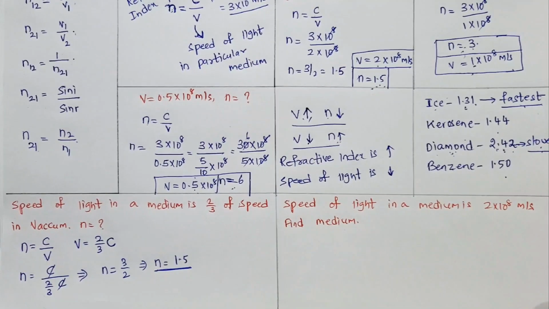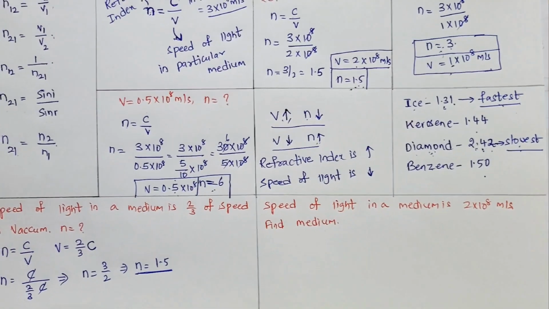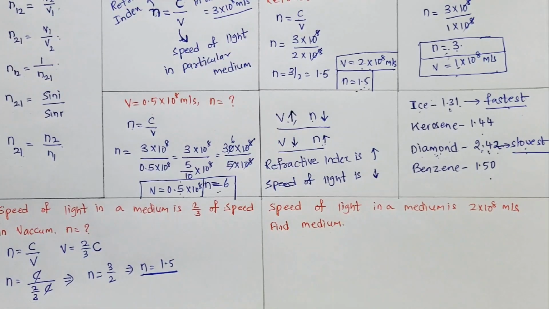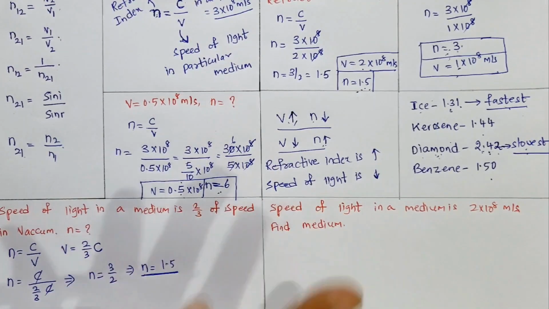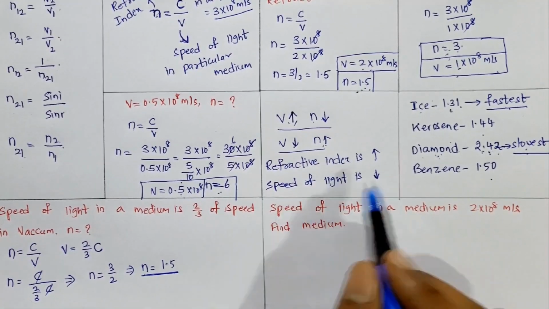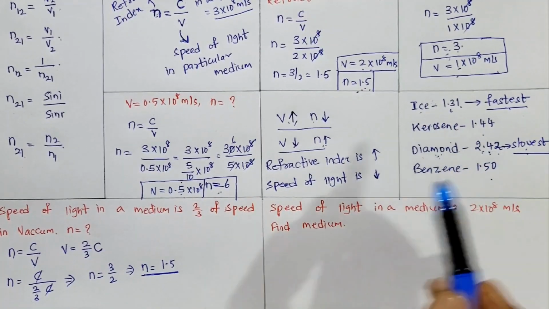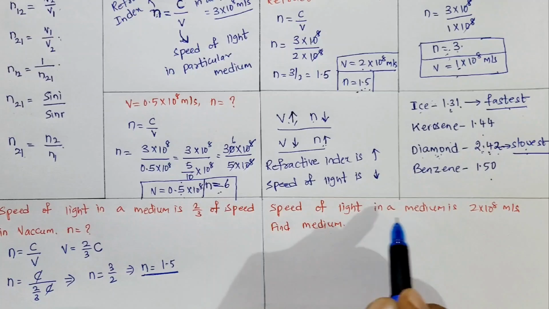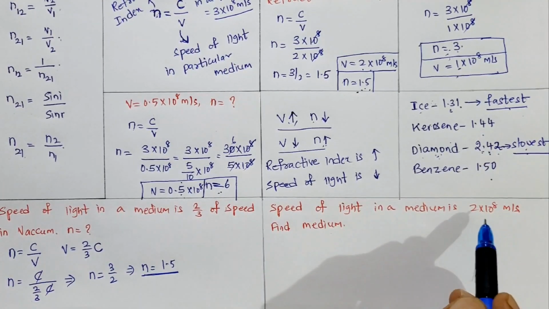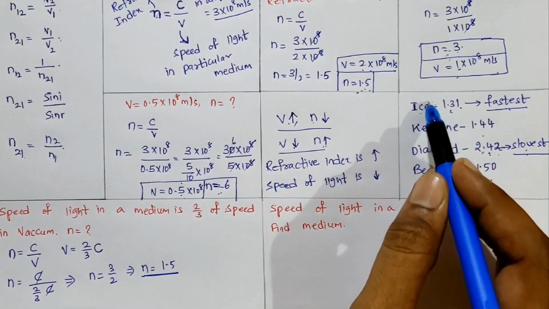Next question. Next, they will give the speed of light and ask you to find out which medium it is. Earlier they gave the speed of light and asked for the refractive index. But here they will give a tabular column with four mediums. Which is the medium whose speed of light is 2 into 10 power 8 meters per second? Identify that medium from the tabular column.